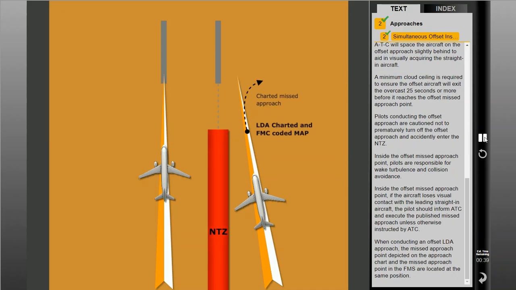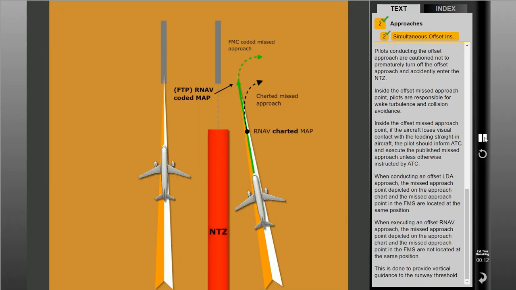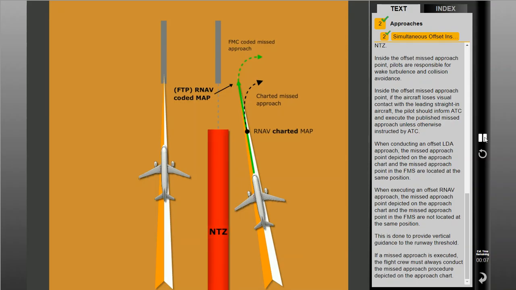When conducting an offset LDA approach, the missed approach point depicted on the approach chart and the missed approach point in the FMS are located at the same position. When executing an offset RNAV approach, the missed approach point depicted on the approach chart and the missed approach point in the FMS are not located at the same position. This is done to provide vertical guidance to the runway threshold. If a missed approach is executed, the flight crew must always conduct the missed approach procedure depicted on the approach chart.